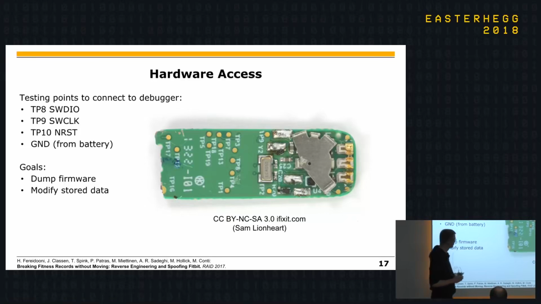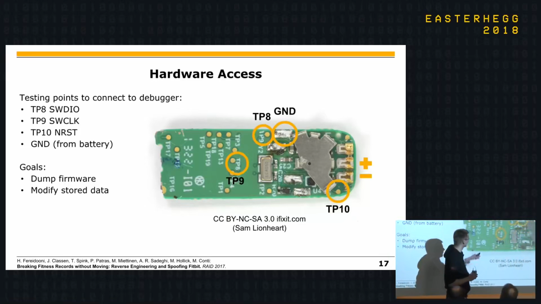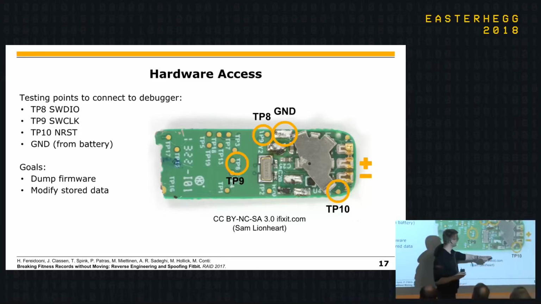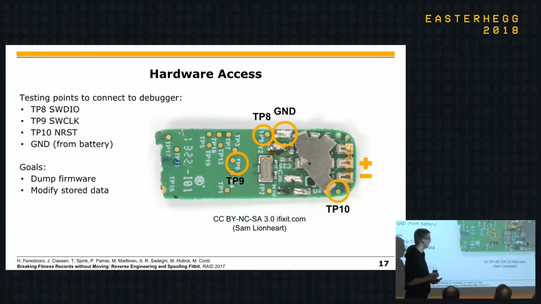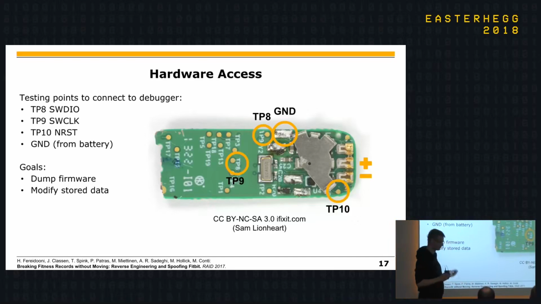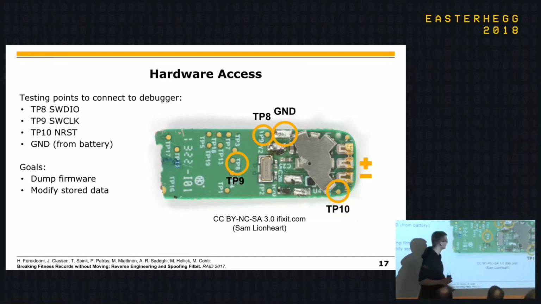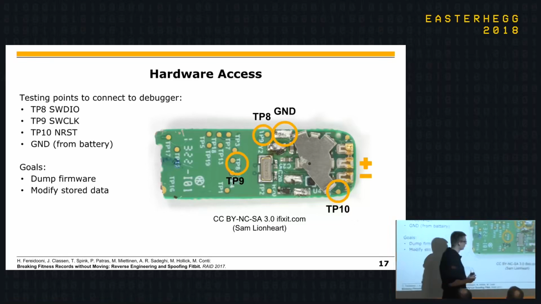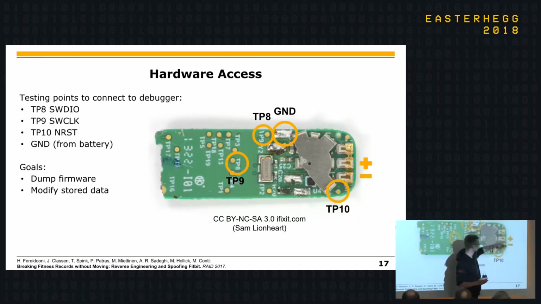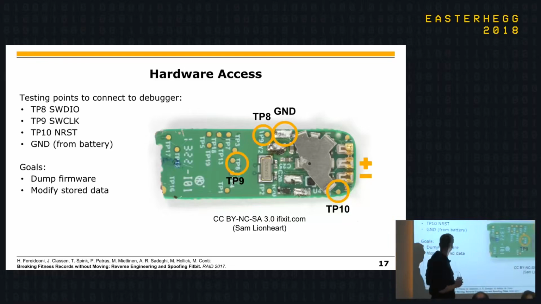And for SWD, we need essentially 3 ports, so TP8, 9, and 10 mainly. TP10 is for resetting the Fitbit, but this is not really necessary, but really handy to have. And for ground, we can just use the ground pin from the battery. And also, if you want to power the whole thing, you can just use the default connectors for the Fitbit.